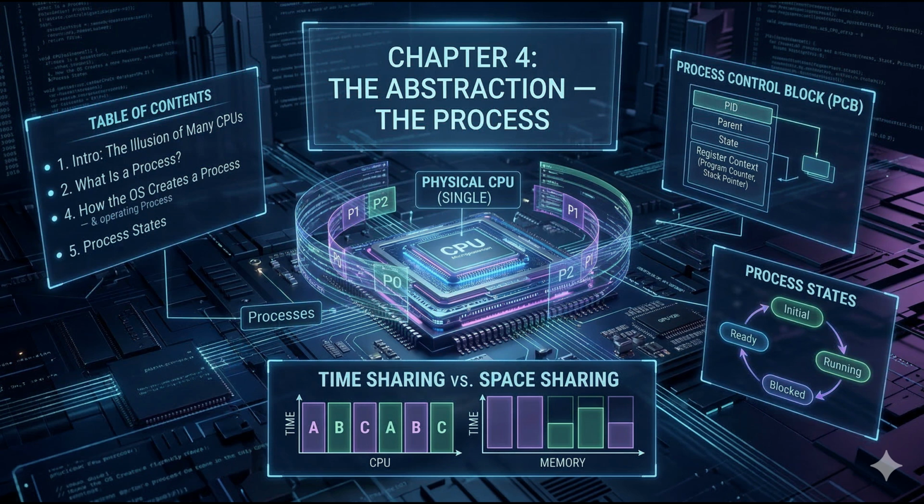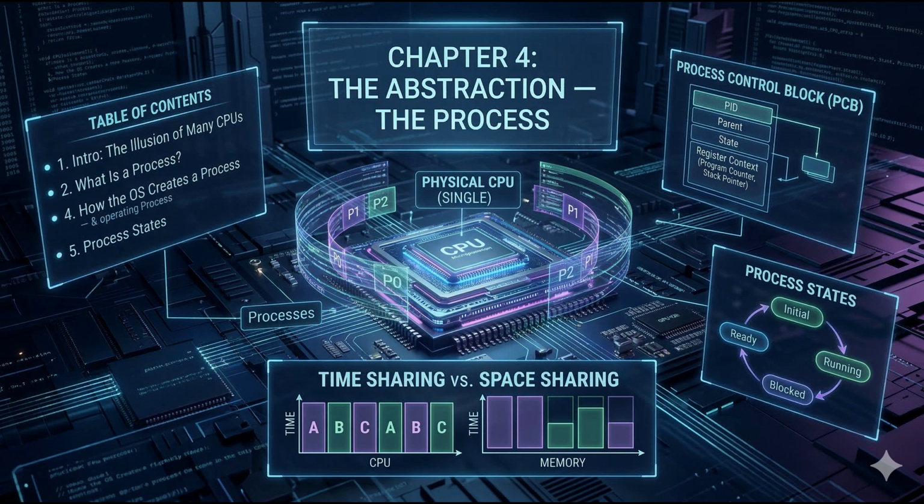5. Process states. A process does not always run on the CPU. At any moment, a process sits in one of 3 states. This section explains those states, how the OS moves a process between them, and why those moves matter for keeping the CPU busy.